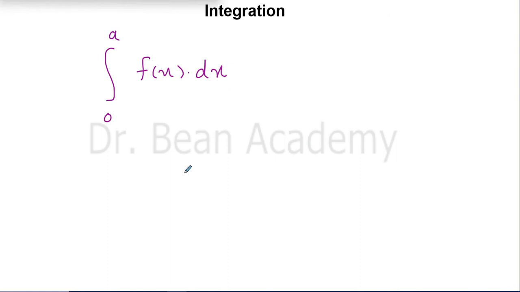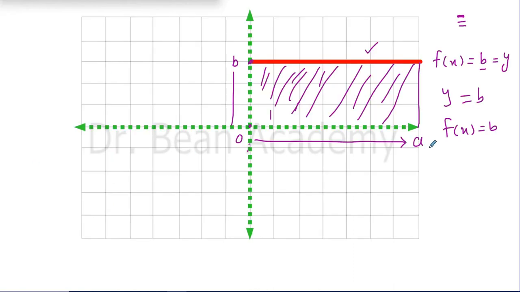And now it's time to solve this integral. So 0 to a, and the function f of x is actually b, and then I have dx, because the horizontal axis is the x-axis. I can name it like x-axis, this is y-axis, just to keep everything in context.